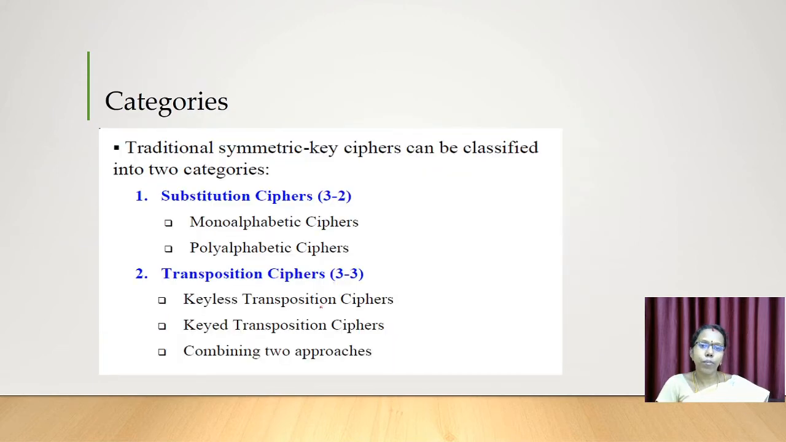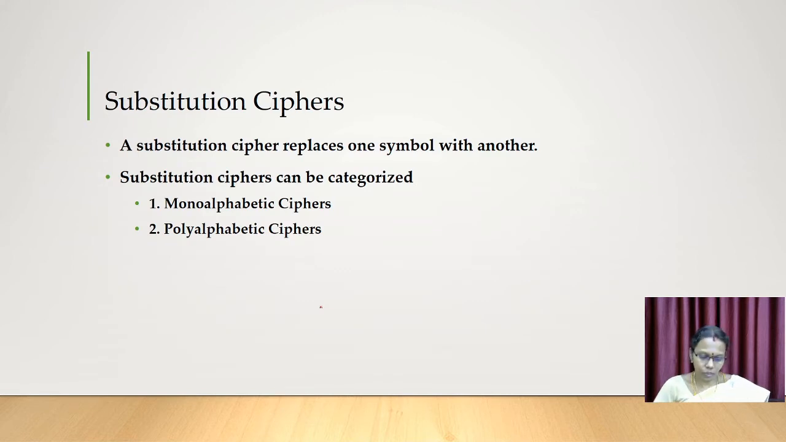The traditional symmetric key ciphers can be classified into two categories. The first category is substitution ciphers and the second is transposition ciphers. Substitution ciphers are subdivided into monoalphabetic ciphers and polyalphabetic ciphers. Transposition ciphers are categorized into keyless transposition ciphers and keyed transposition ciphers. In this video, we look at substitution ciphers.